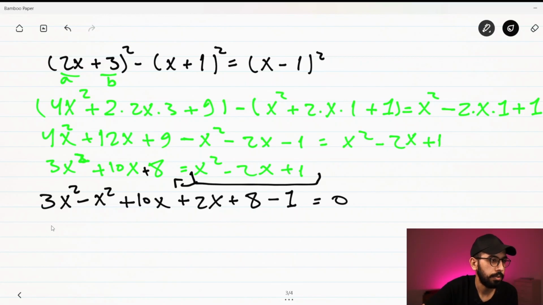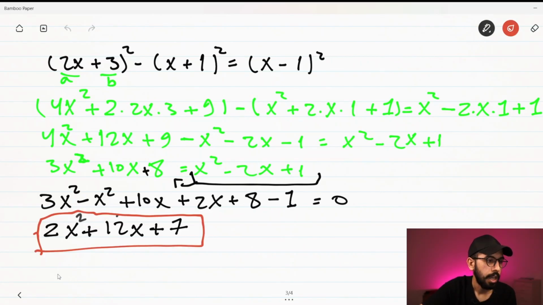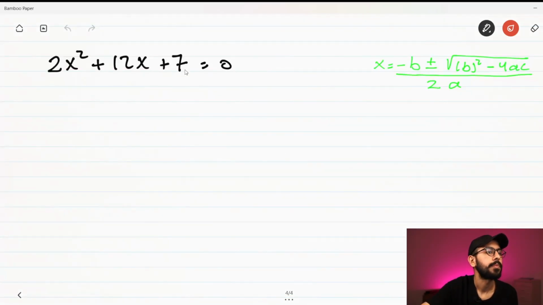The result here will be 2x plus 10x with 2x, it is 12x, plus 8 minus 1 is 7. I forgot to put the 2 here, the square. And we have our quadratic equation here, and let's solve it on another page. So 2x squared plus 12x plus 7 equals 0.